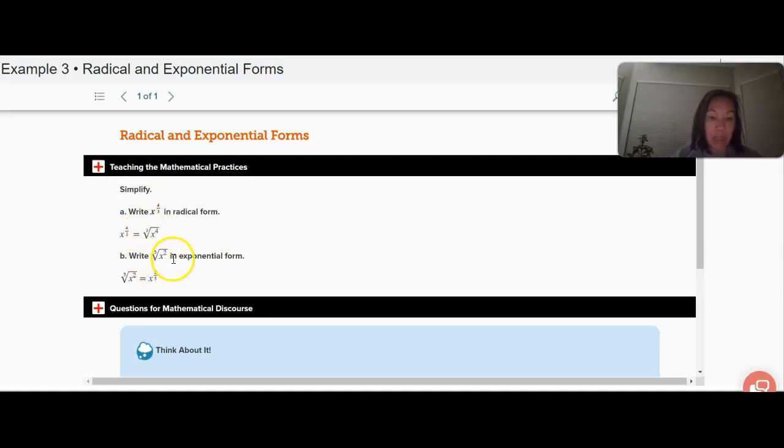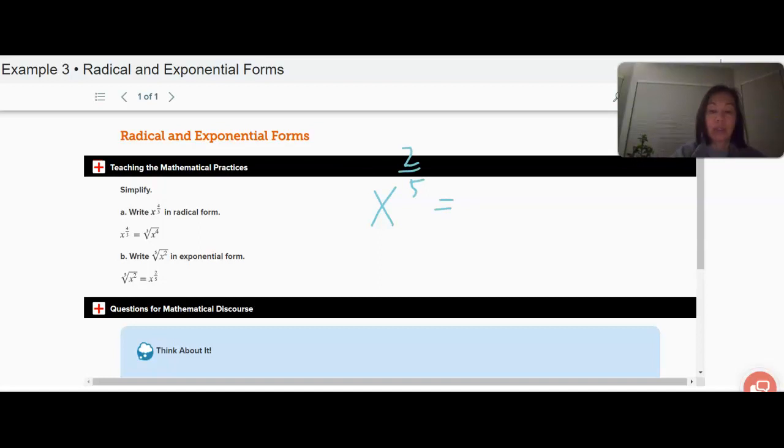If I want to rewrite this in exponential form, then this would be x to the 2/5. So you just have to understand how to go back and forth. If I have x to the 2/5, then that's just what we just did. If we have x to the 3/4, let's say, then that would be the 4th root of x cubed.